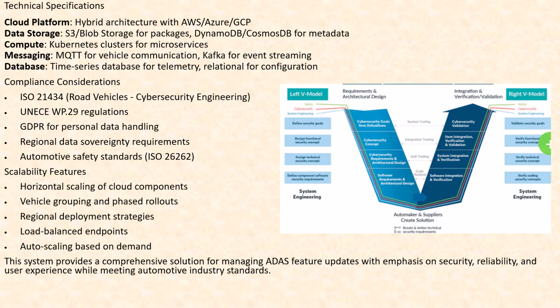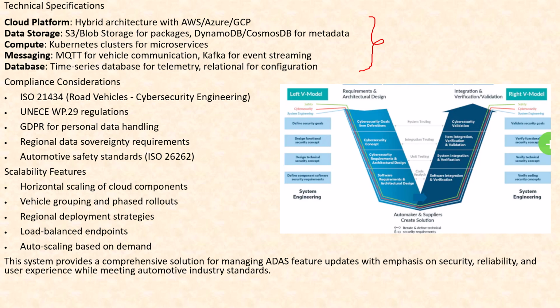Now when it comes to data storage, S3 blob storage for packages, DynamoDB and Cosmos DB for metadata. These are all off-the-shelf solutions for the data storage. I would request you not to bang your head too much over these things. Now when it comes to computing, Kubernetes clusters for microservices, MQTT for vehicle communication, Kafka for event streaming, and for databases, a time series database for telemetry and relational for configuration. So these are the various technical specifications of the OTA infrastructure.